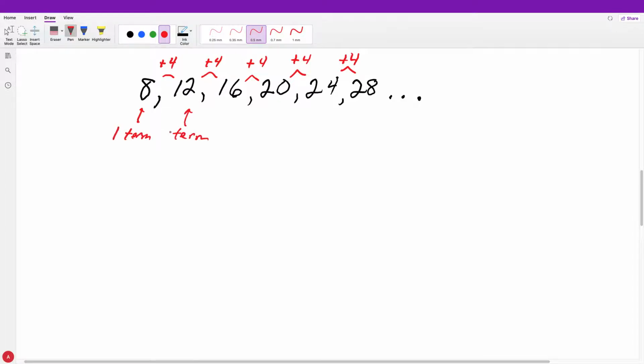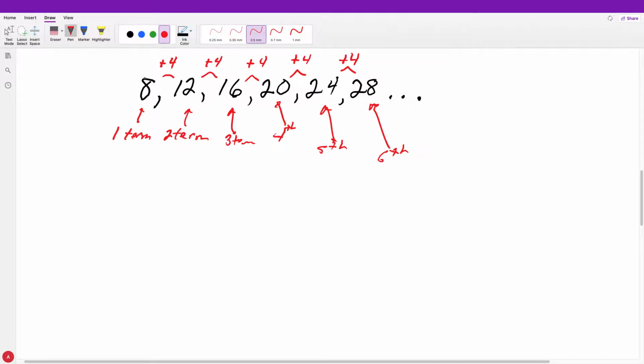Right? And this will be our first term. This will be our second term. This one will be our third term, and so on. So our fourth, I'm not going to write the word term out anymore, our fifth, and our sixth. So if I ask you, well, what is the seventh term of this sequence?